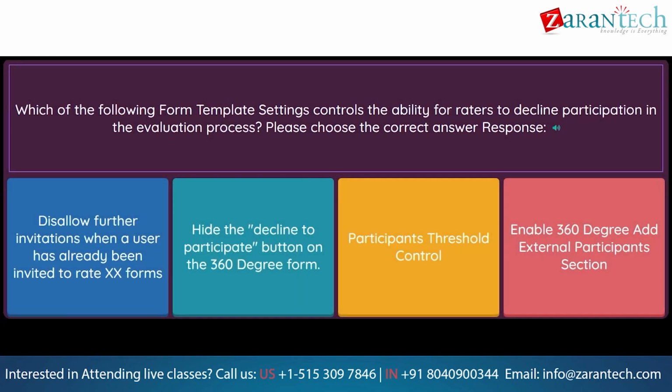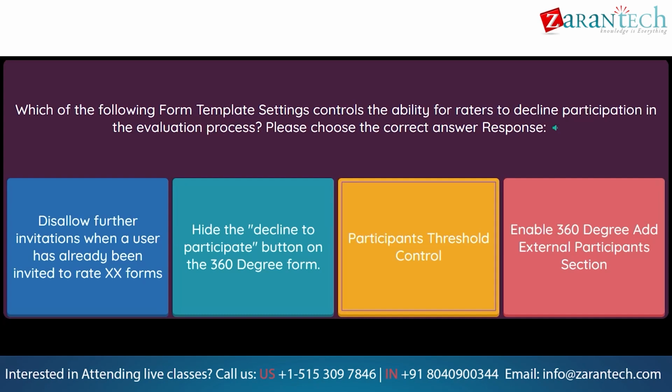Question: which of the following form template settings controls the ability for raters to decline participation in the evaluation process? Please choose the correct answer. Response: Option 1 Disallow further invitations when a user has already been invited to rate XX forms. Option 2 Hide the decline to participate button on the 360-degree form. Option 3 Participants threshold control. Option 4 Enable 360-degree Add external participants section.